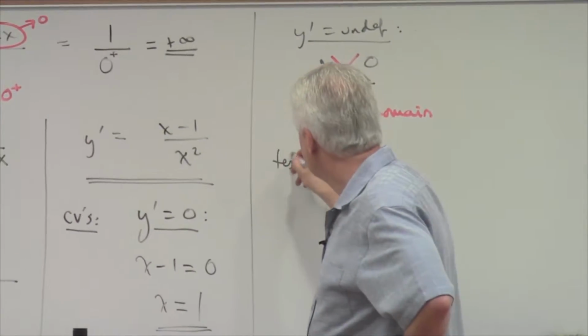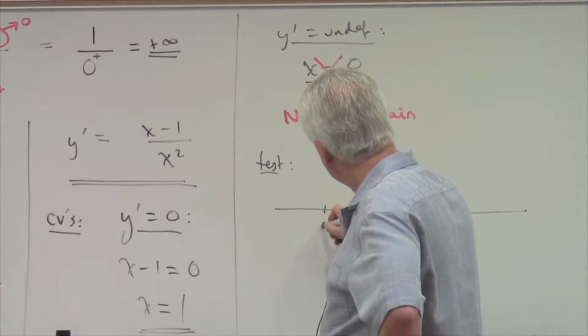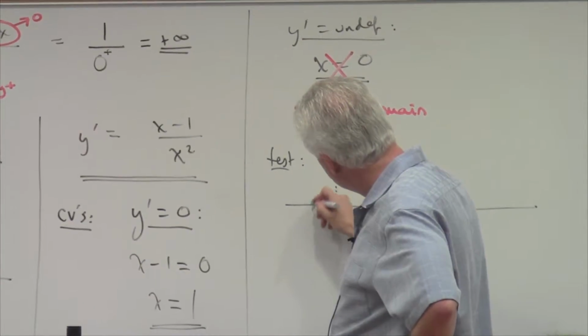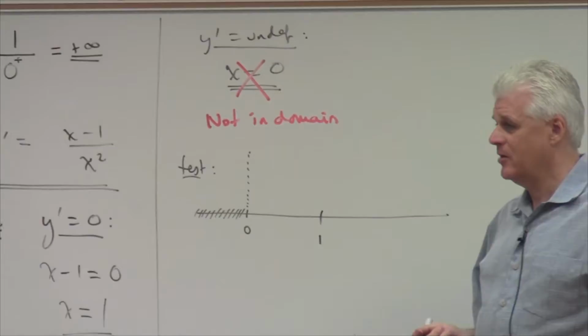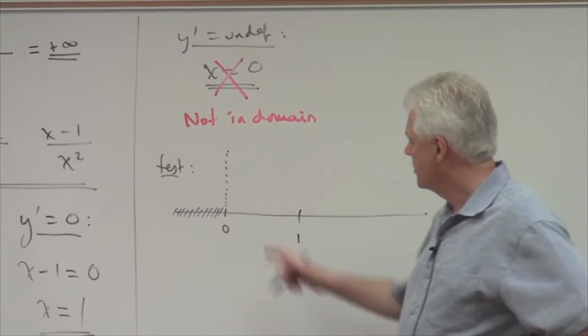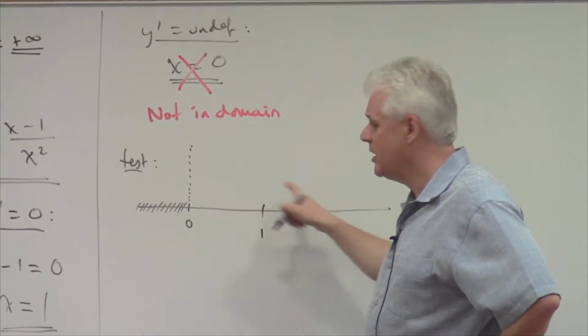We now do our test. 1. I'm going to mark 0 here with a dotted line, and I'm going to cross-hatch this part out because why? I can't go back there. That's out of my domain. I'm not even allowed over there. Okay? Dotted line is telling me there's an asymptote there at 0. So check on both sides of 0.